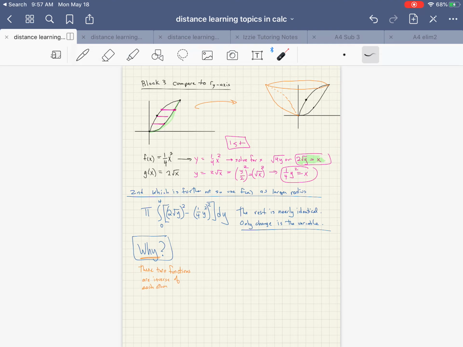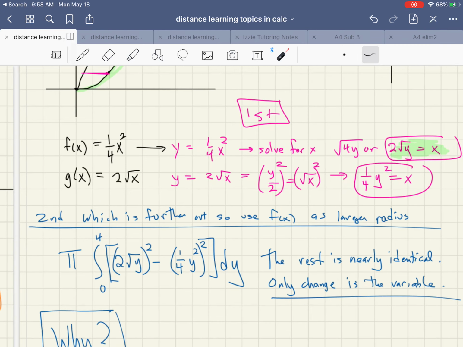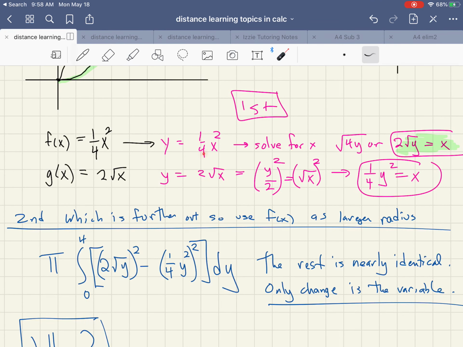And it's really the same exact problem. However, we're going to rotate around the y-axis. Okay, so it basically inverts the shape. Just a reminder, we need to change the functions to be in terms of y. So instead of f of x, I put y. So it's y equals 1/4 x squared. I solve for x, which we would multiply by 4 and then take the square root. We end up with 2 root y equals x.